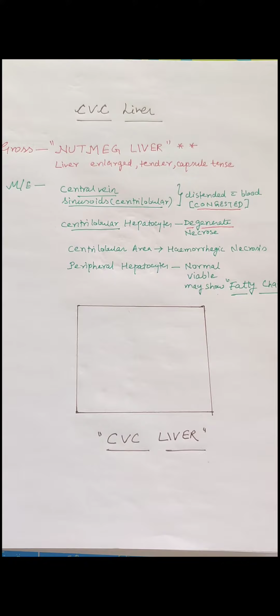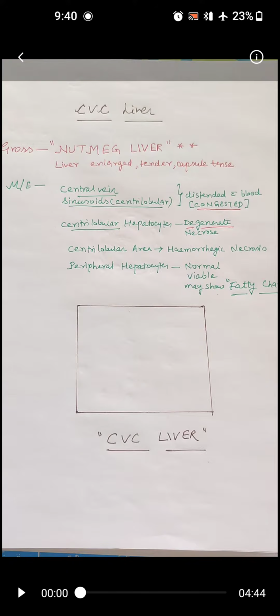While in the peripheral area, the area which is near the portal tracts, they will show normal viable hepatocytes, and also the hepatocytes may show fatty change. So these are the most important points of CVC liver. Now we shall understand how to draw the diagram of CVC liver.